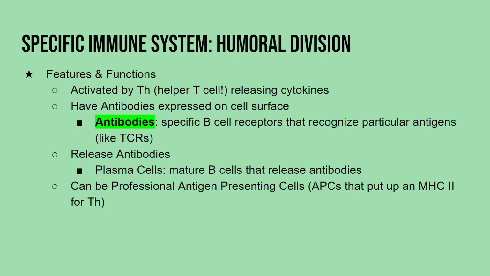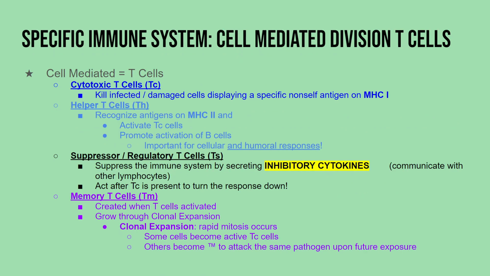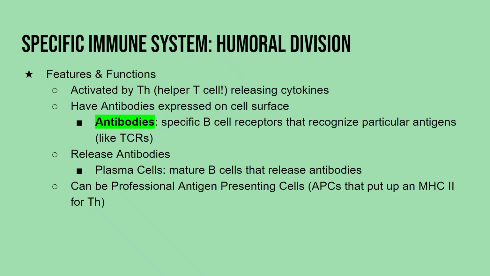And now we're into the humoral division. This one is activated by the helper T cells that we just talked about. So it's the second one here. And then these have antibodies on their cell surface. So these antibodies are specific receptors of B cells that recognize the particular antigen on the pathogen. And then they can release the antibodies into the body fluids if they're a mature B cell or a plasma cell.